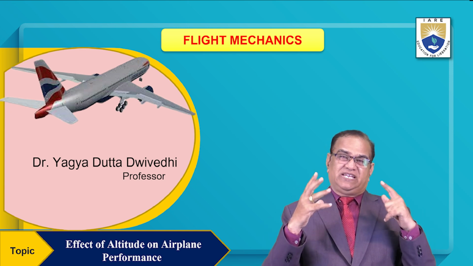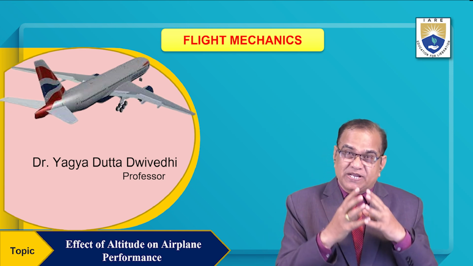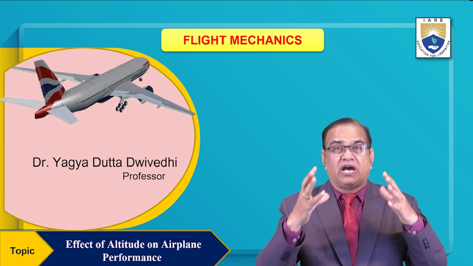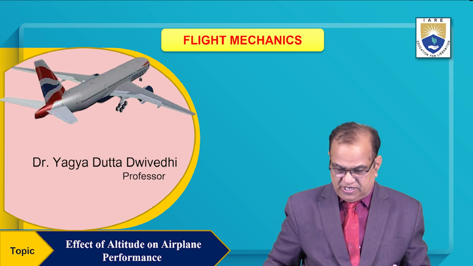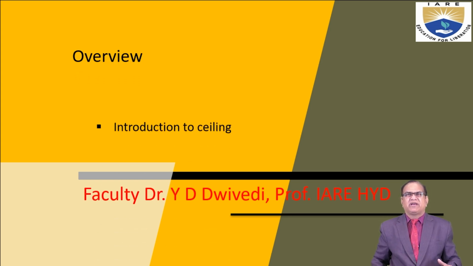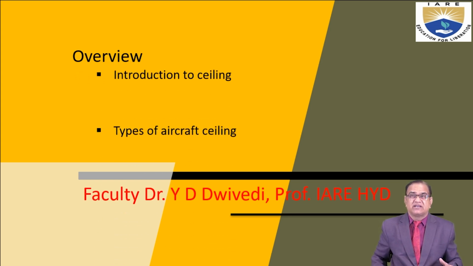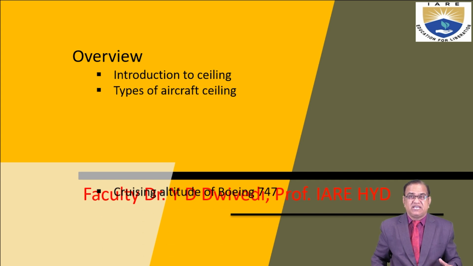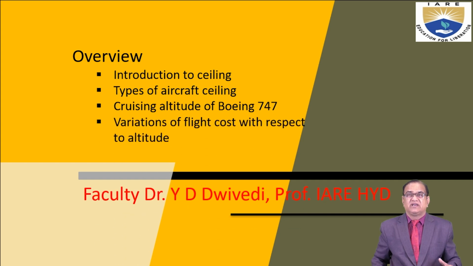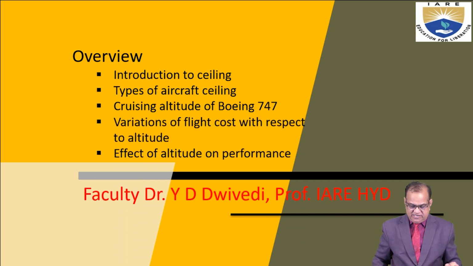So there are propulsion issues because your engine thrust will be reduced. This I will be covering in this lecture: introduction to ceiling, types of aircraft ceiling, cruising altitude of Boeing 747, variation of flight cost with respect to the altitude, and effect of altitude on performance.